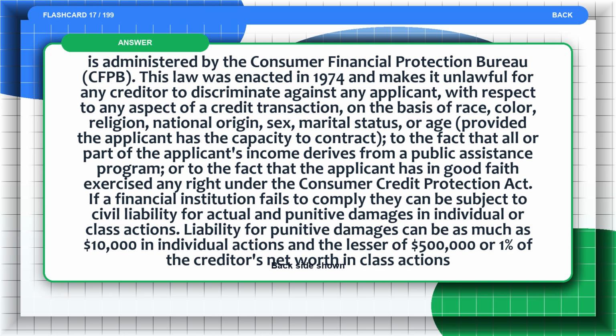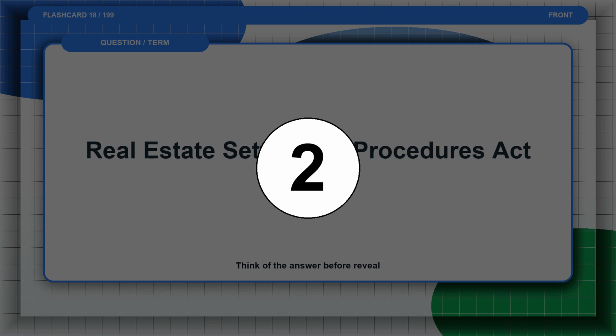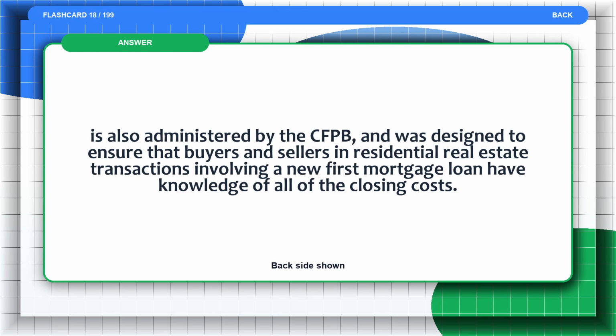Liability for punitive damages can be as much as $10,000 in individual actions, and the lesser of $500,000 or 1% of the creditor's net worth in class actions. Flashcard 18. Real Estate Settlement Procedures Act, RESPA. Pause and think of the answer before the reveal. The answer is also administered by the CFPB and was designed to ensure that buyers and sellers in residential real estate transactions involving a new first mortgage loan have knowledge of all of the closing costs.